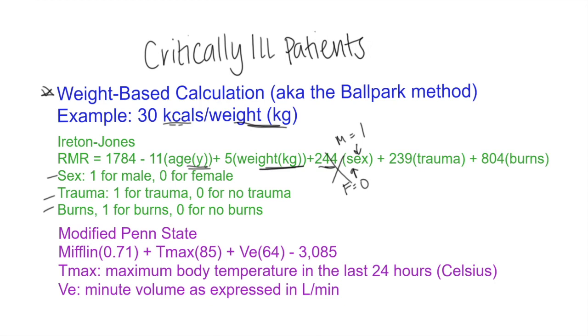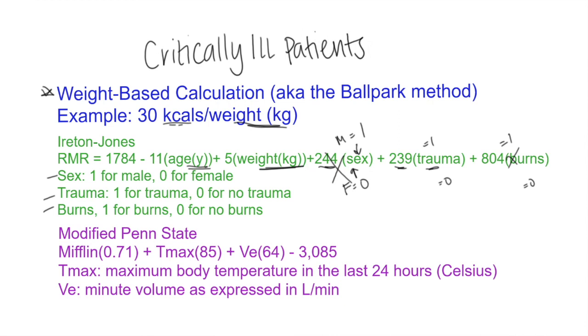Similar things will happen for the trauma and burns variables as well. So for this case, trauma, if the patient did have trauma, that would equal 1, and if they didn't have any trauma, that would equal 0. So you would only add on these additional calories if the patient did have trauma. And lastly, for burns, that same situation occurs. If there was a burn present, it would equal 1. If there was no burn, it would equal 0. So if this equaled 0, there would be no additional calories added for the burn.